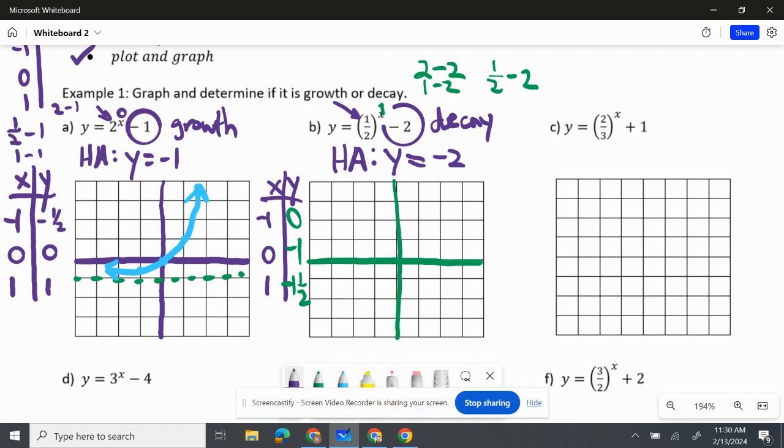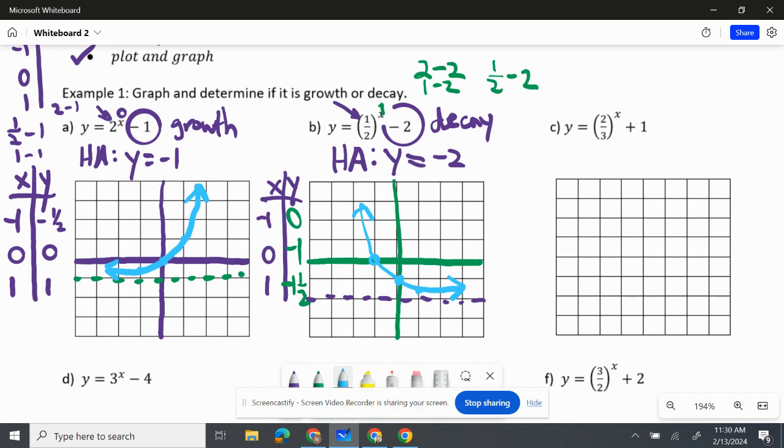We have the horizontal asymptote at -2. And then when we graph it, we have (-1, 0), (0, -1), and (1, -1.5). And that right there would be our graph.